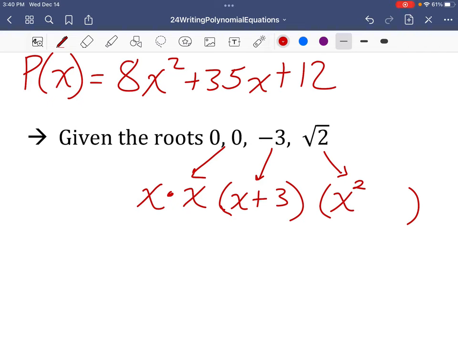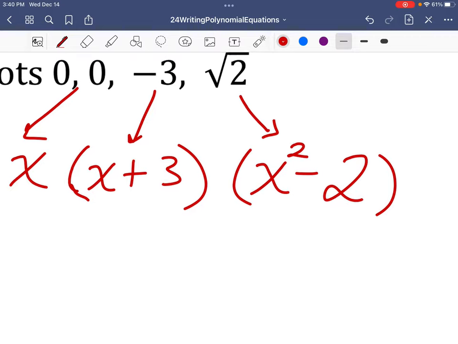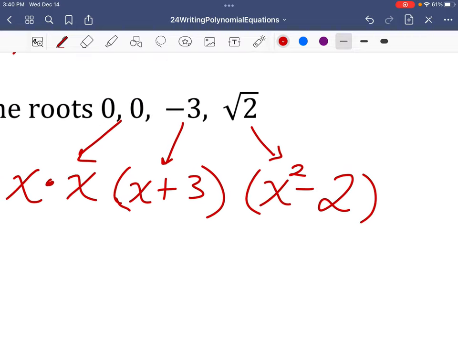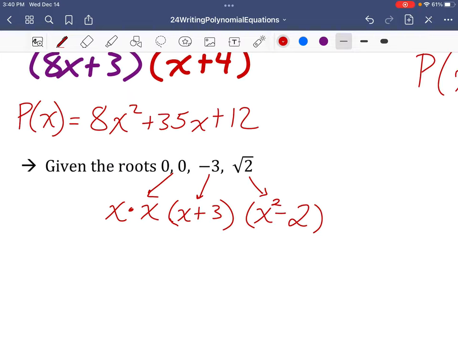So what number did we square root? That's right, it's a 2. Now this time I want a minus sign because I don't want an imaginary number. So I'm going to use a minus sign, so I end up with the square root of positive 2.